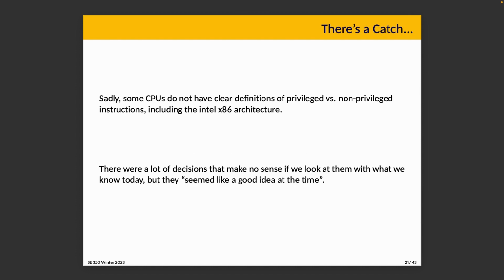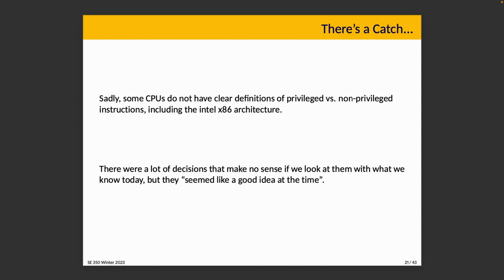Now, there is a catch. One of the things that will make our life difficult is how do you know if something is a privileged or a non-privileged instruction? For some of the instruction sets that exist, that's pretty easy. There's a clear distinction between what is a privileged instruction and what is not. x86 is not one of those things. x86, and its descendant x86_64, the 64-bit extension of it, is not one of the instruction sets where we can clearly delineate which ones are privileged and which are not.